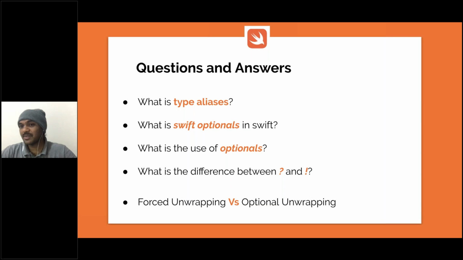So what is type alias? Type alias is nothing but a keyword which is used to create a dummy name or nickname to an existing data type. Swift optional means it can maintain the data or it can be null. What is the use of optional? Anyone can tell me what is the use of optional? Why are optionals there in Swift?